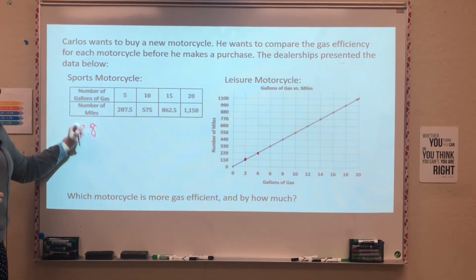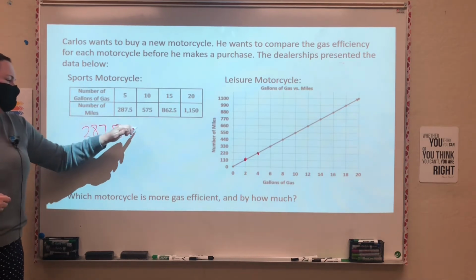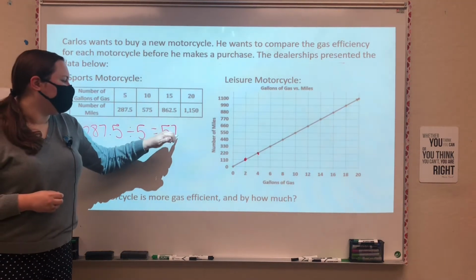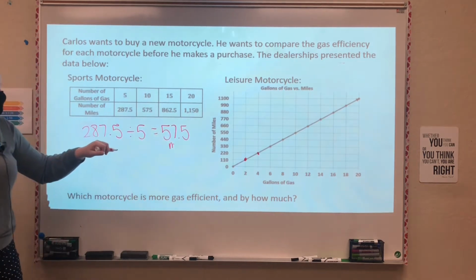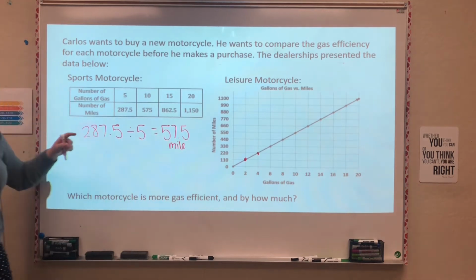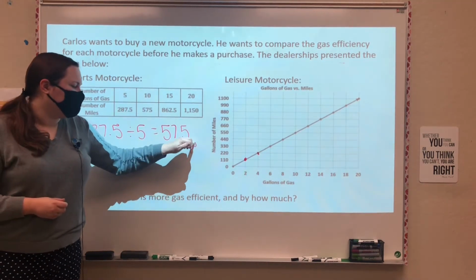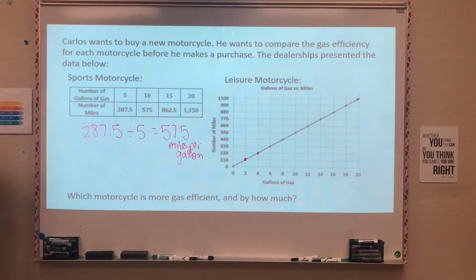I'm going to have you pause right there. 287.5, you said. Divided by 5. Okay, and that gave you 57.5 gallons per mile. Which one is it? Gallons per mile? Now look at what we're dividing here. We're dividing miles by gallon. So it's miles per gallon. And I'm going to have you pause.